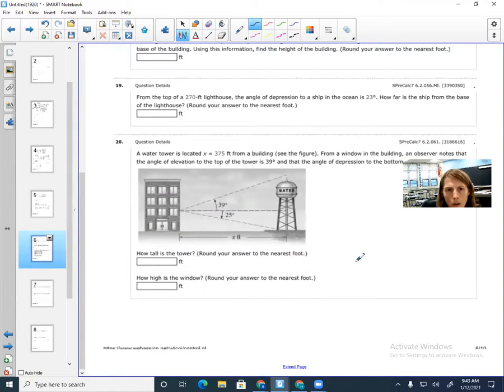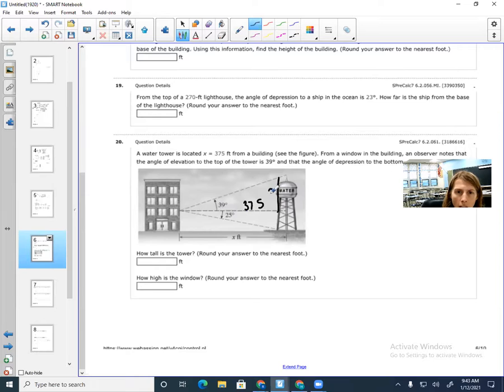All right. We're going to look at this. It's a water tower located 375 feet from a building. From a window in the building, an observer notices the angle of elevation is 39 degrees and the angle of depression is 25 degrees. We need to find the height of the water tower.